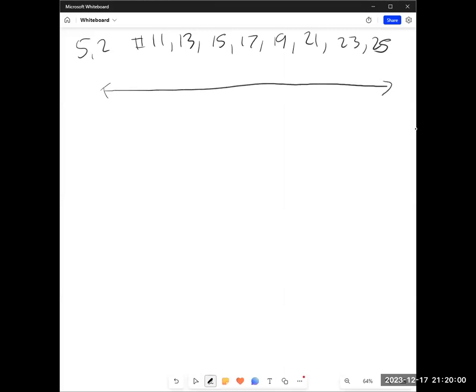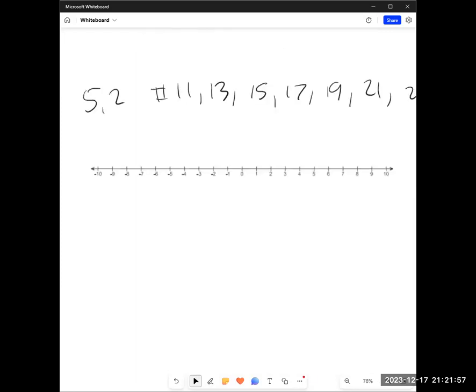So our number line is going to go from -10 to 10. Hopefully I can get all those on the number line here. Let me actually just show you what we have here. All right, so I've got a picture of the number line here that I can draw on top of.